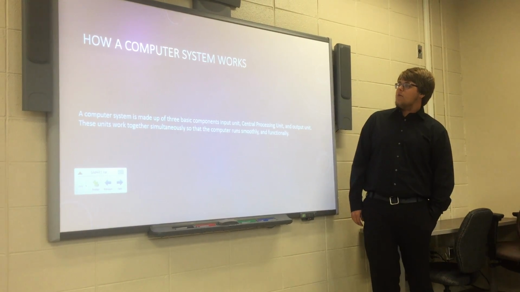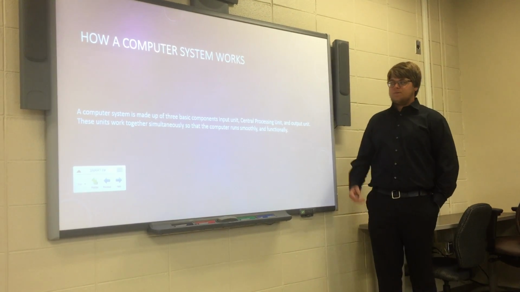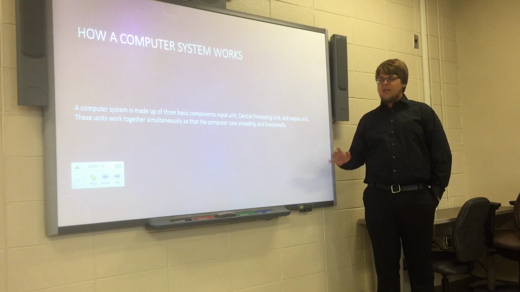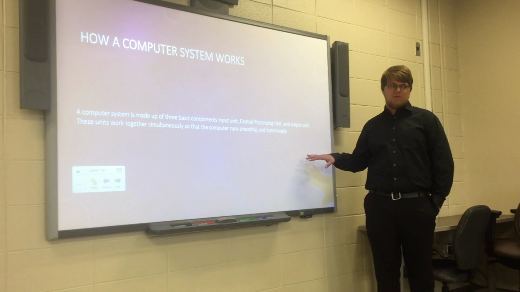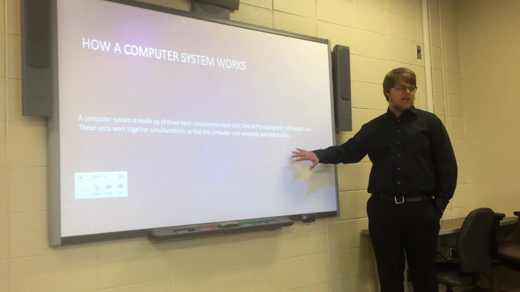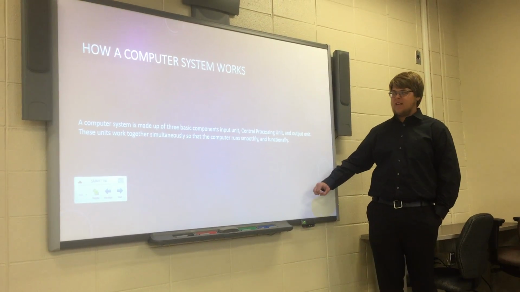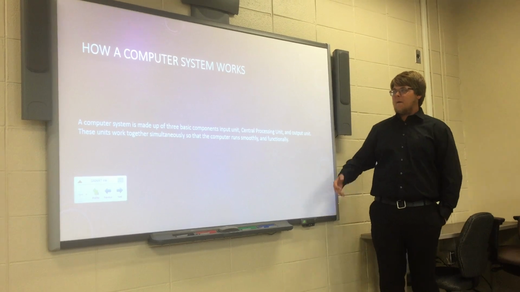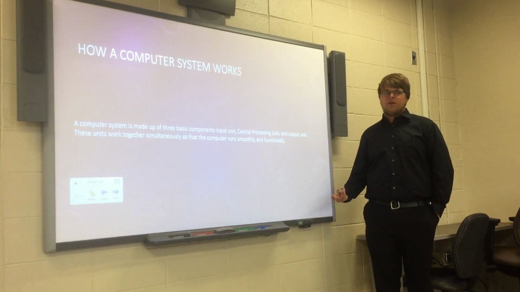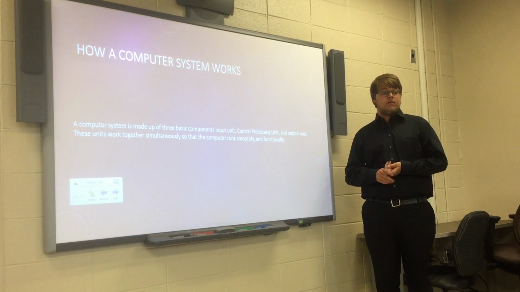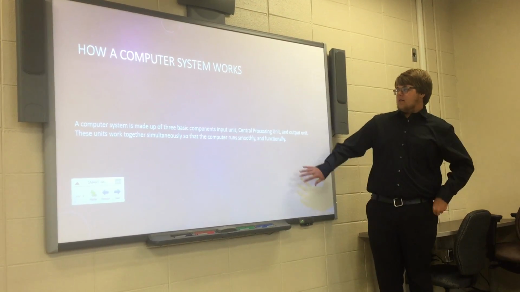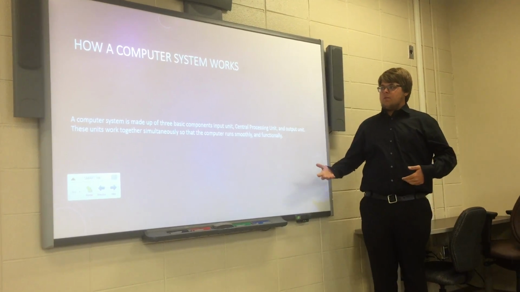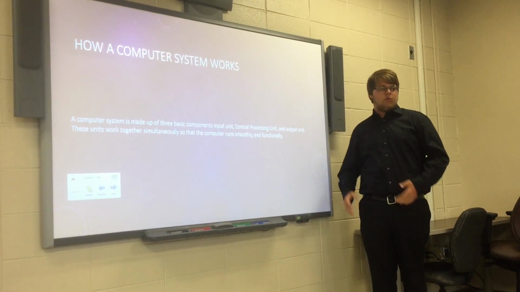Now, I'm going to tell you how the computer system works. Keep in mind, this is very basic because I could write a whole speech on how this stuff works. It's very complex, so this is just in very basic terms. A computer system is made up of three components. You have the input unit, the central processing unit, and the output unit. And these three components run together to make the computer run smoothly.